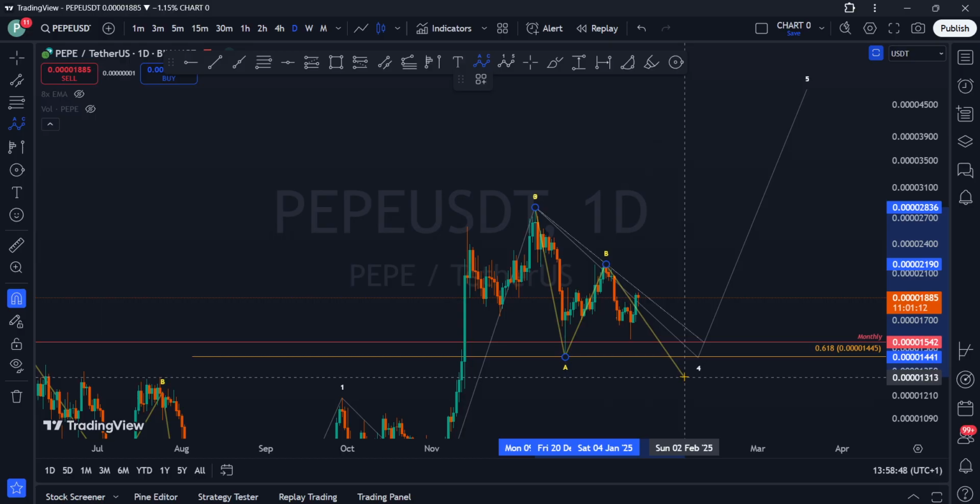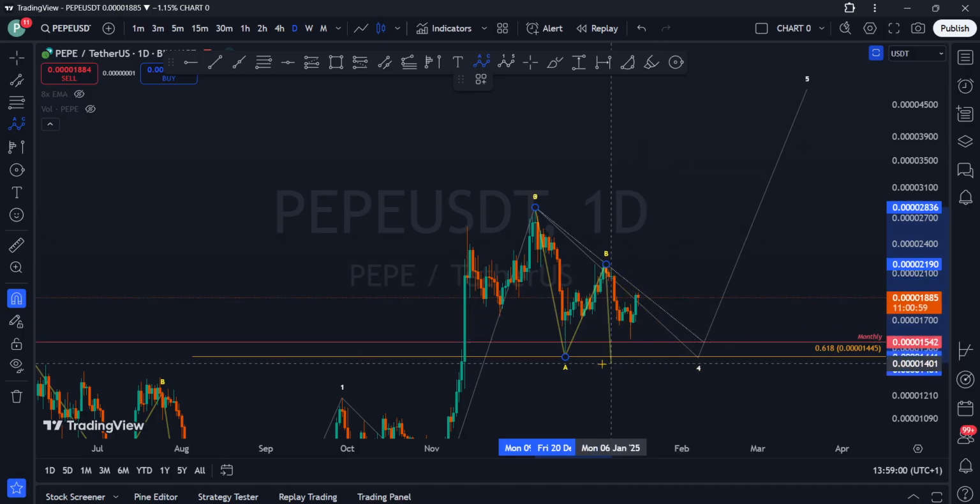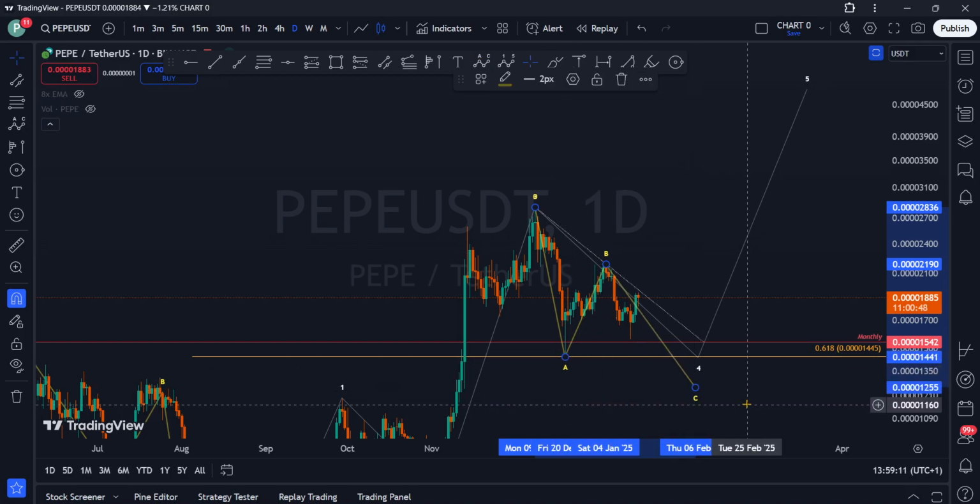So I'm just breaking this down from the very beginning so that you can see this with me as well. If we're going by the Elliott wave theories, we should be expecting a little bit more push down on PEPE to come back below the low price of the A wave in order for us to confirm that C wave.